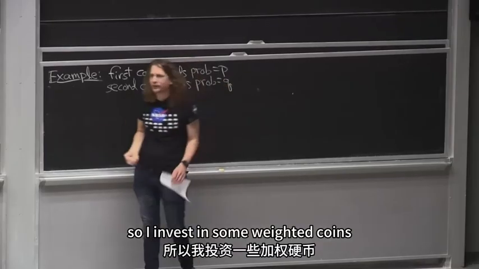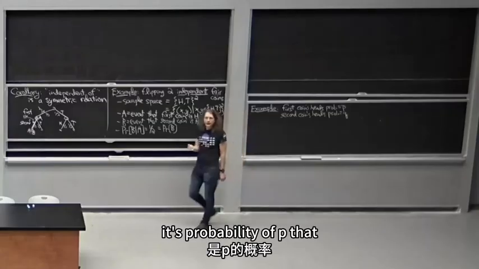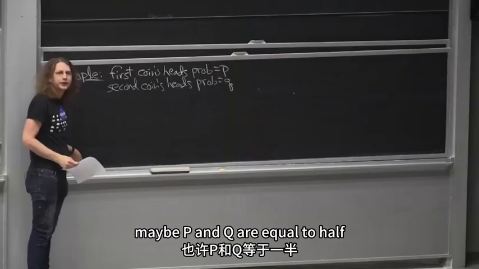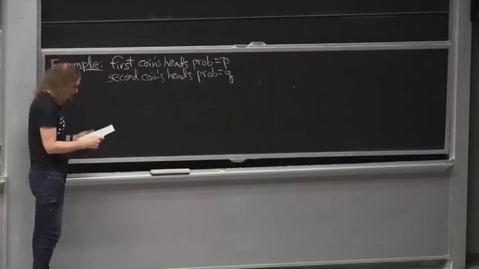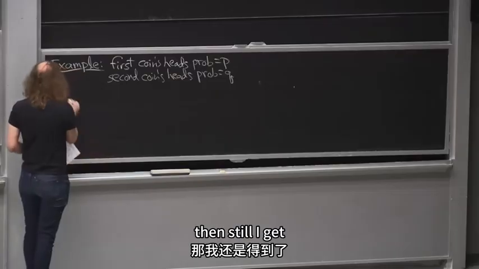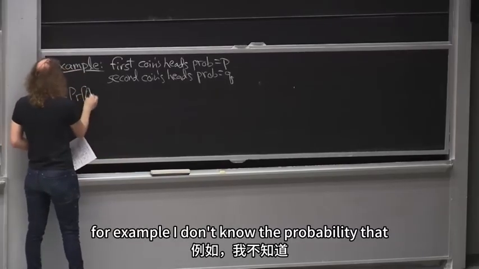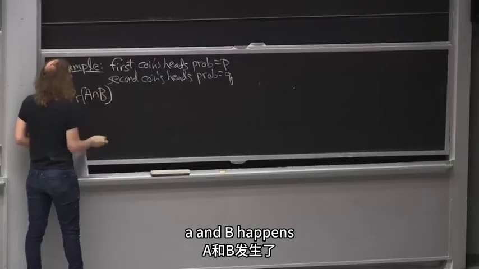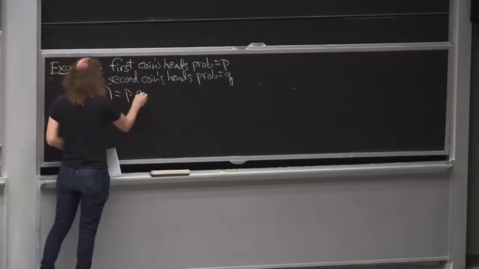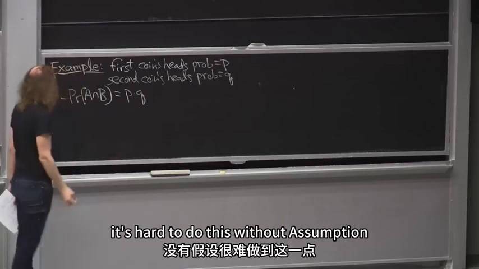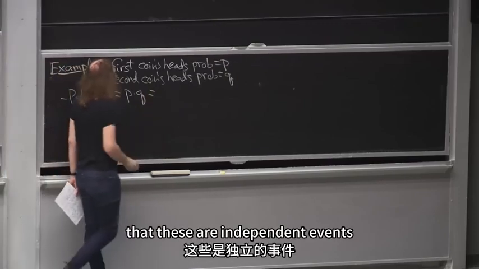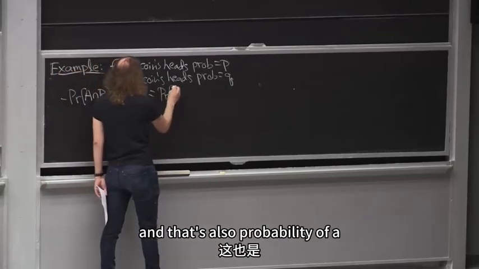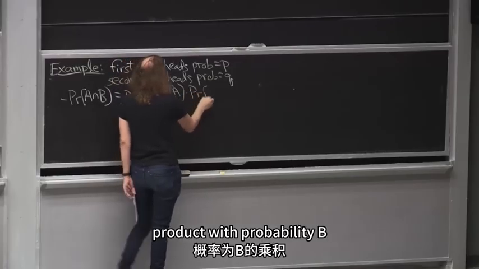So I invest in some weighted coins. It's probability of P that the first one comes up heads, probability of Q the second one comes up heads. Maybe P and Q are equal to half, or maybe there's something else. Then still, I get, for example, the probability that A and B happens is going to be P times Q. It's hard to do this without the assumption that these are independent events, but this is how we've been computing things. And that's also the probability of A times the probability of B.